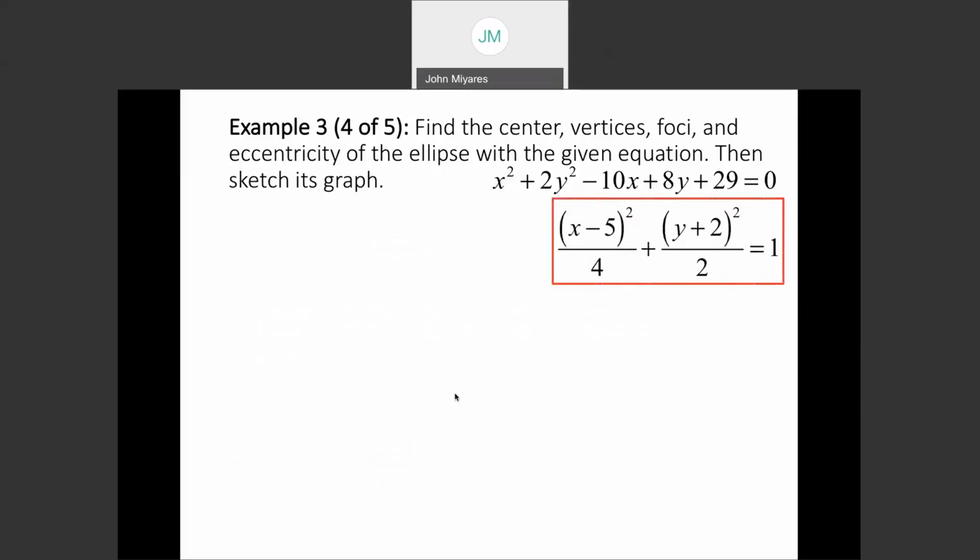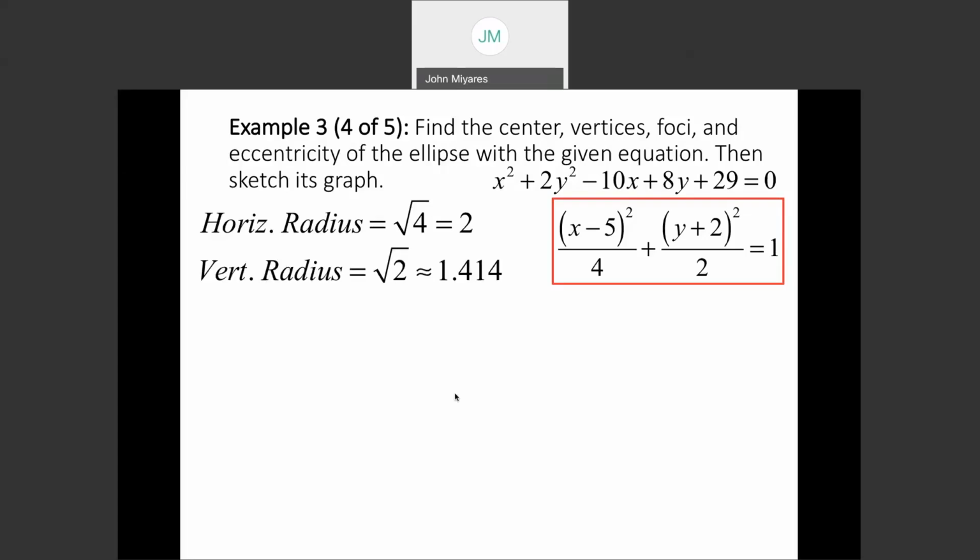Now that the equation has been rewritten into standard form, we can start to identify all of the properties of the ellipse. The horizontal radius will be the square root of 4, which is 2, and the vertical radius will be the square root of 2, which as a decimal is approximately 1.414. The center will be at the point (h, k), recognizing that in this form we have x minus h and y minus k, that gives the center at (5, -2).